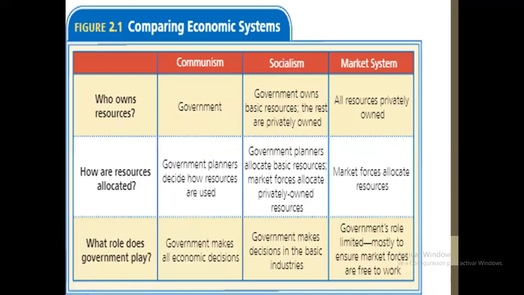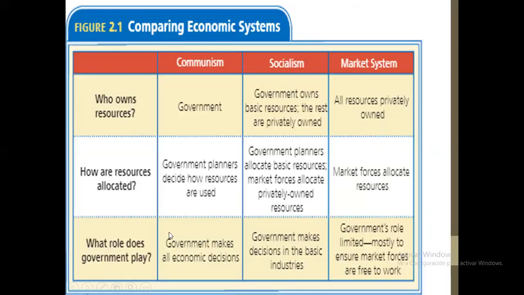Okay, now over here, the same chart that tries to define the difference between these three systems that we discussed. Who's the owner over here? In communism, the government definitely is the only owner. Now, in socialism, the government owns only basic resources and the rest are privately owned. That's the difference between this and this one, okay? How are resources allocated? Ubicados, están ubicados, asignados, mejor dicho. The government planner decides how resources are used, while in socialism, the government planner allocates basic resources, and market forces allocate privately owned resources.